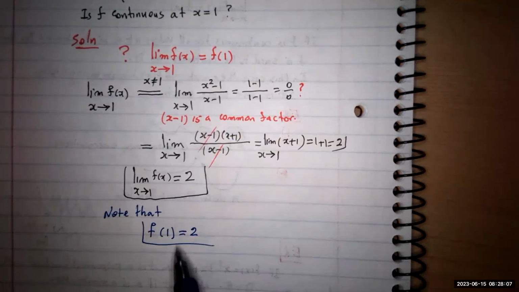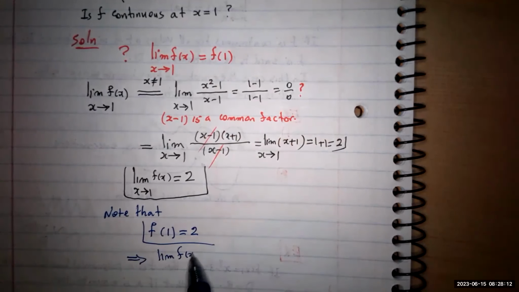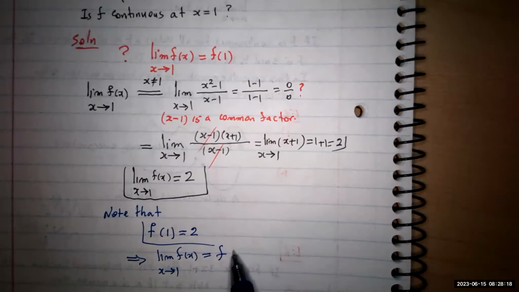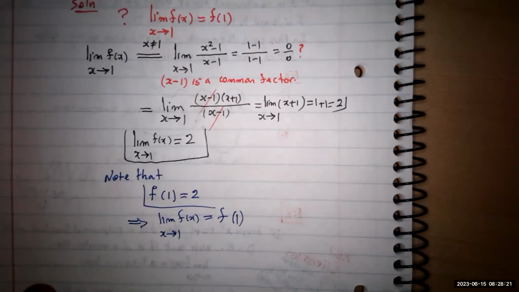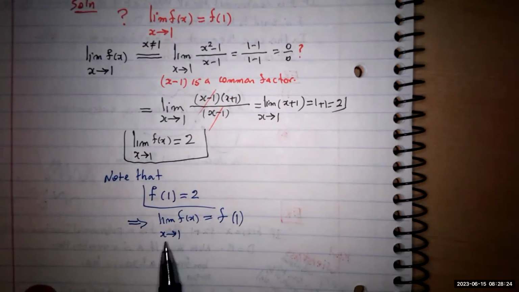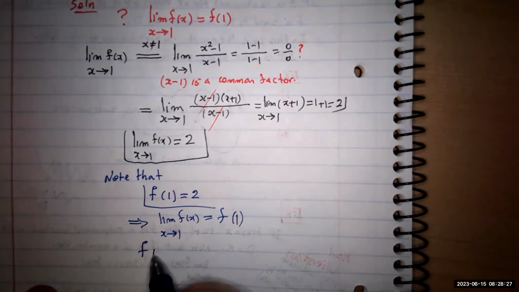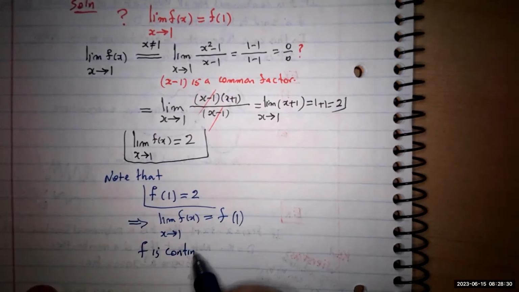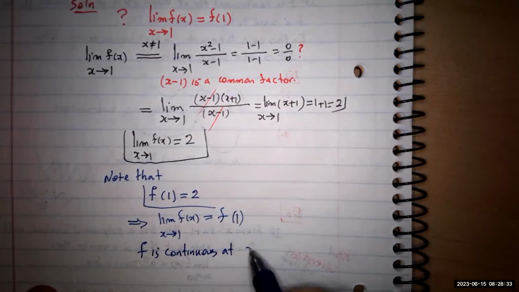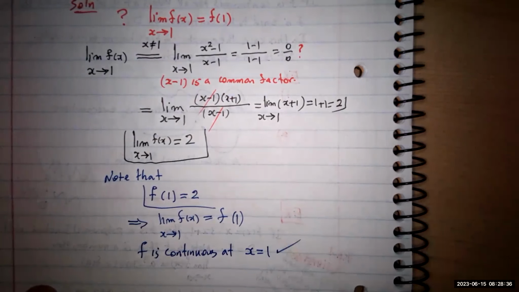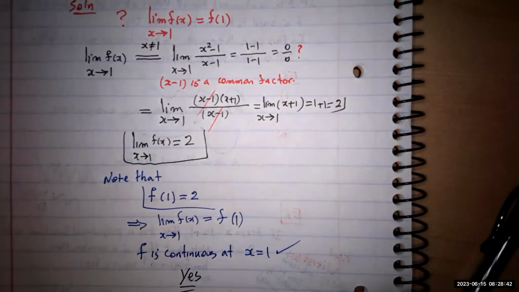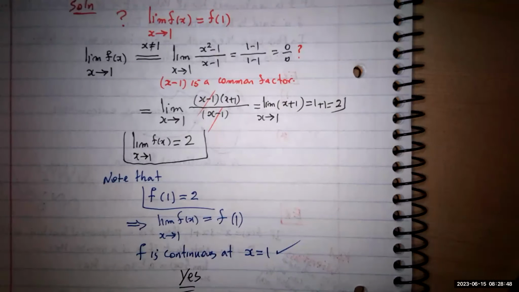That's it. So you see the limit of f of x, x goes to 1, is equal to f of 1. These two numbers are the same. If they were different, the function would not be continuous, but the value of the function and the limit are the same. So f is continuous at x equal to 1. So the answer is yes, it is continuous. You have this type of problem in your assignment, so you are able to do it. Any question?